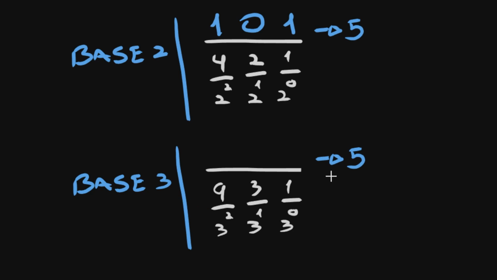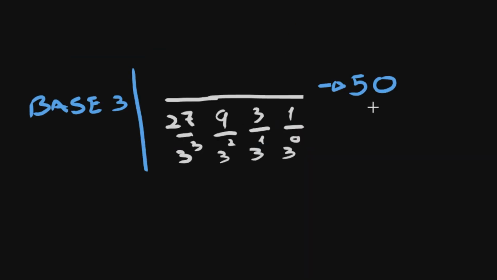Okay, so if we are trying to represent a 5, we could take 1 3 and 2 1s, and 3 plus 1 is 5. So 5 in base 3 is 12. Now let's say we're trying to represent 50 in base 3.